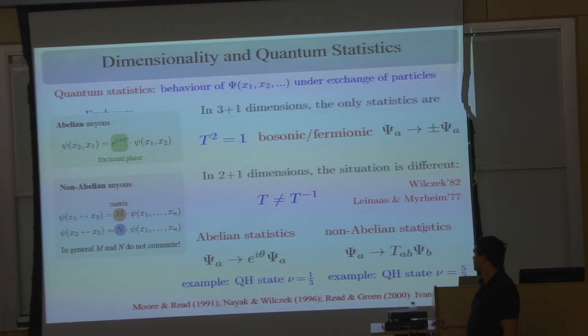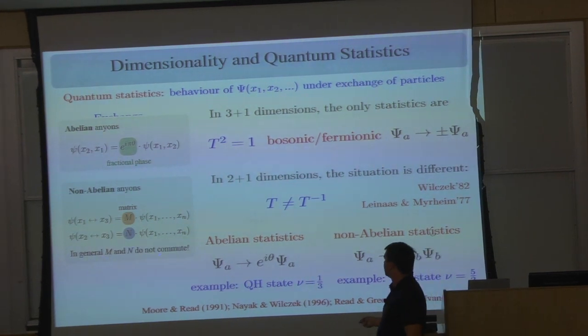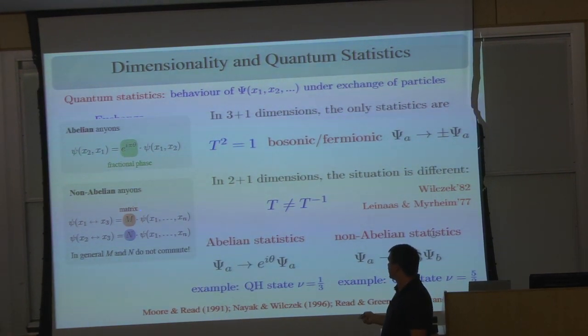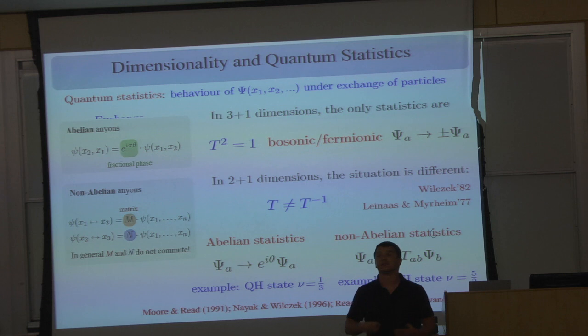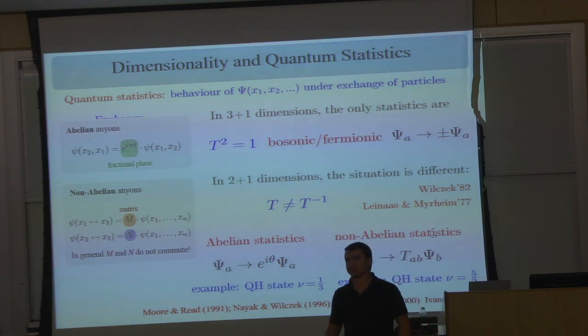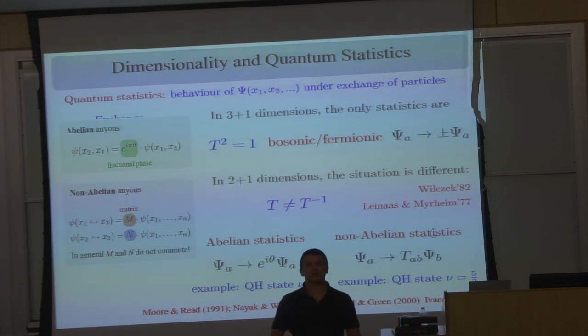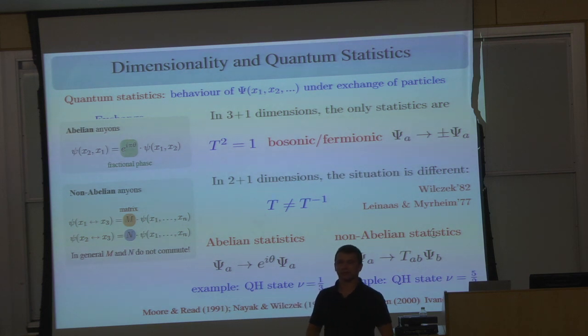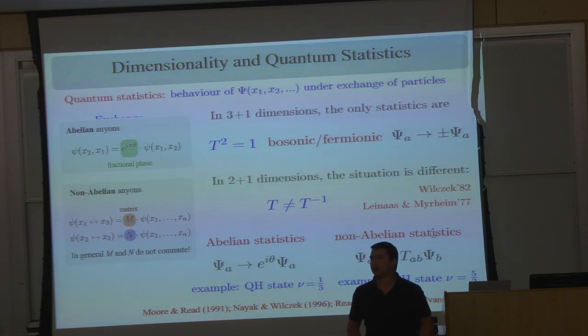So this is maybe to explain what I'm trying to say. Rather than having just a phase, exchange of particles 1 and 3 will lead to a matrix M. An exchange of particles 2 and 3 will lead to some matrix N. And if these two matrices do not commute with each other, that means that we can manipulate information. So that's the basic idea of topological quantum computation.